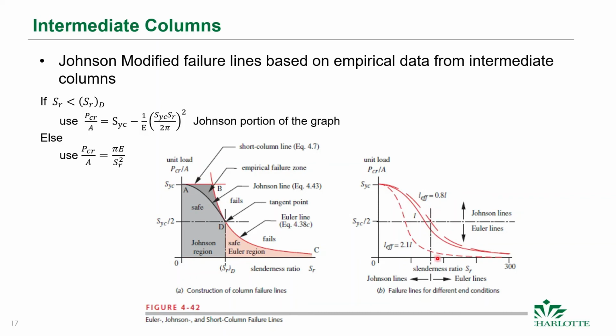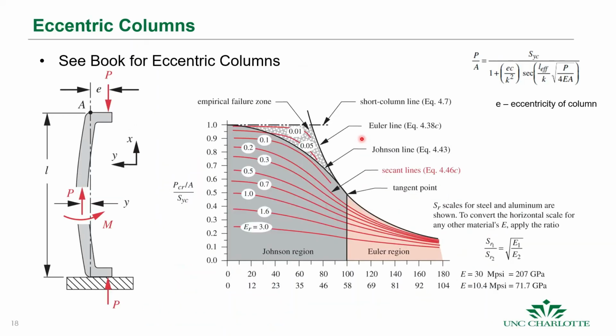is mapped out onto these different ratios, and you need to stay below these lines for your critical load. So that's how we deal with columns. That's how we do the analysis.